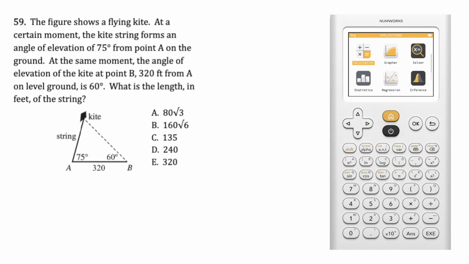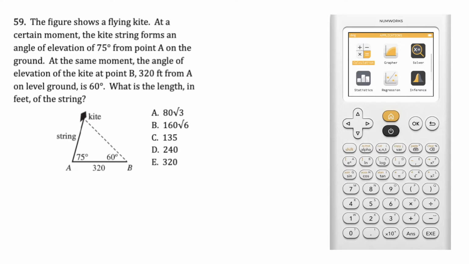To prepare for the ACT, let's look at question 59. Question 59 states, the figure shows a flying kite. At a certain moment, the kite string forms an angle of elevation of 75 degrees from point A on the ground. At the same moment, the angle of elevation of the kite at point B, 320 feet from A on the ground, is 60 degrees. What is the length in feet of the string?